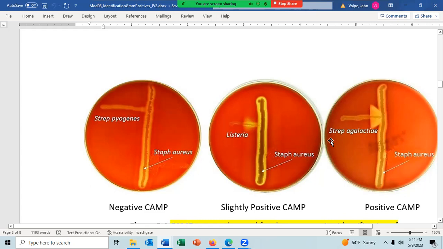And then Streptococcus agalactiae has greatly enhanced hemolysis. And you can see on the streak here, there's no enhanced hemolysis. And then right there, there's an enhanced hemolysis. And the enhanced hemolysis typically takes an arrow appearance. You know, with that part of the streak, this is the arrow. Any question about that? Anyways, that's the CAMP test. Positive, slightly positive, and negative for the CAMP test.